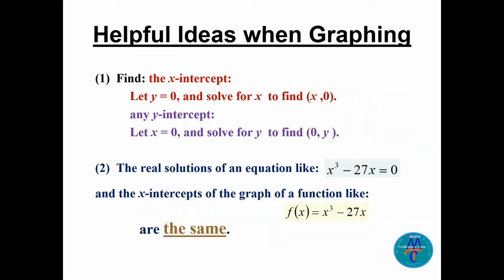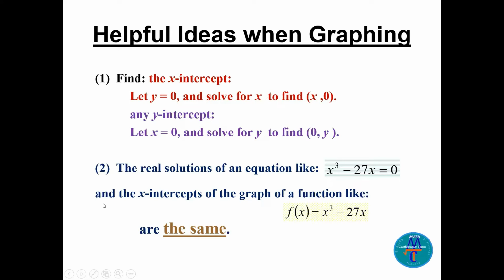Helpful ideas with graphing. You know that in many lectures, you have to find the x-intercept, let y equal 0, solve for x. Find y-intercept, let x equal 0, solve for y. Here, I will give you some nice idea. The real solution of an equation like this. Suppose you have an equation, x cubed minus 27x is equal to 0. That's a cubic equation, so there are 3 solutions there.